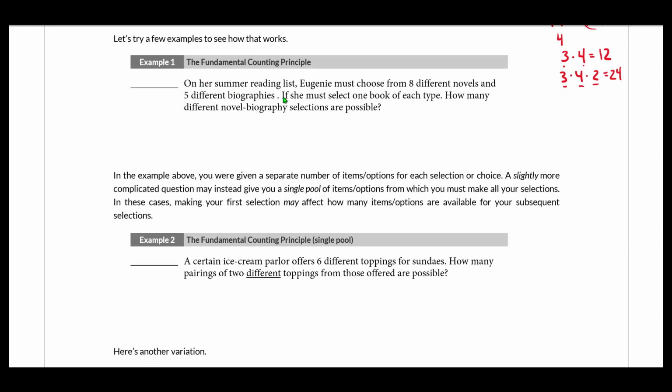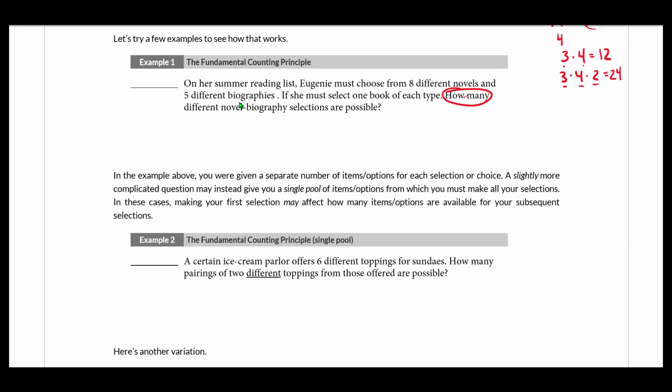On her summer reading list, Eugenie must choose from 8 different novels and 5 different biographies. If she must select 1 book of each type, how many different novel biography selections are possible? So I'm going to go ahead and circle. I didn't mean to do that.